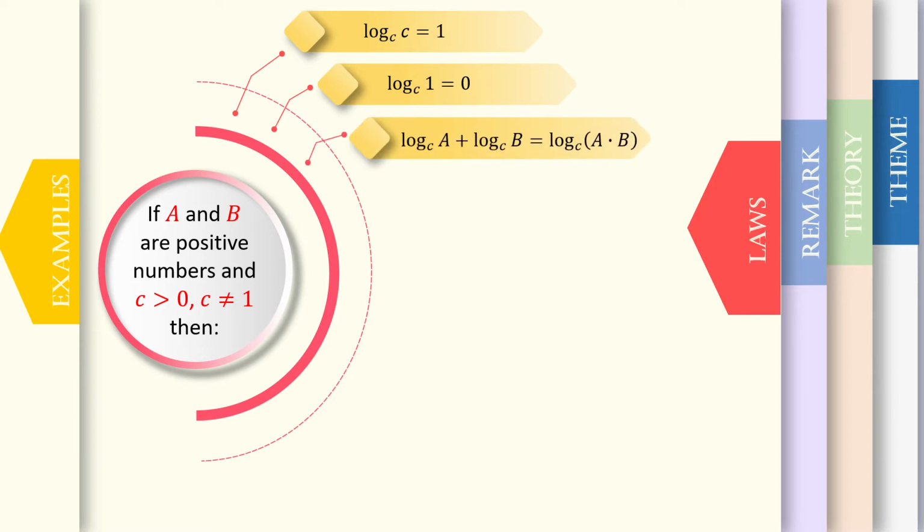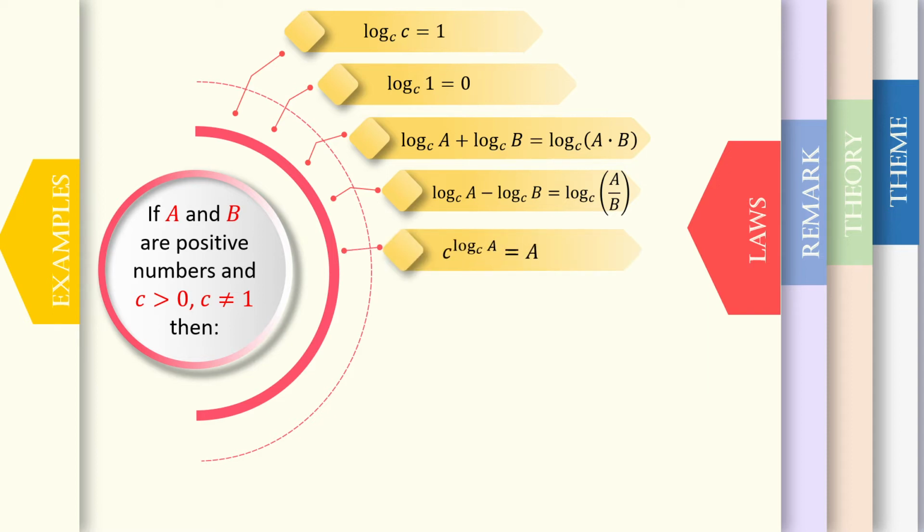Logarithm of a in base c plus logarithm of b in base c is equal to logarithm in base c of a multiplied by b. So if you have the sum of two logarithms which have the same base, then it will be just one logarithm, and the argument will be the multiplication of the arguments of the two previous logarithms. Logarithm in base c of a minus logarithm in base c of b is equal to logarithm in base c of a divided by b.